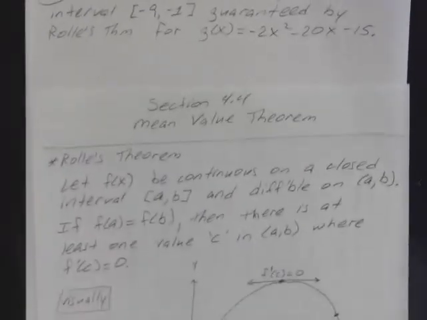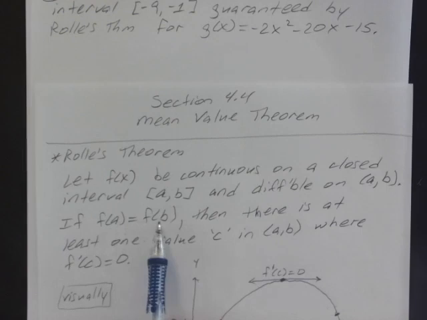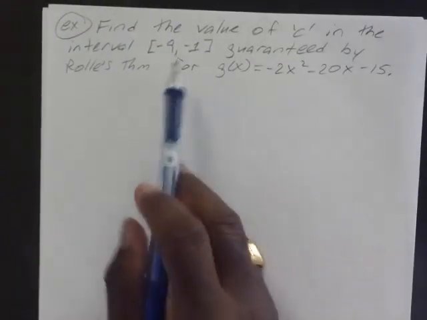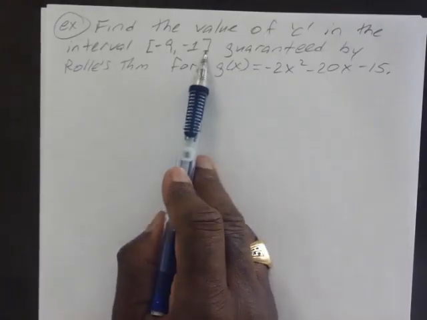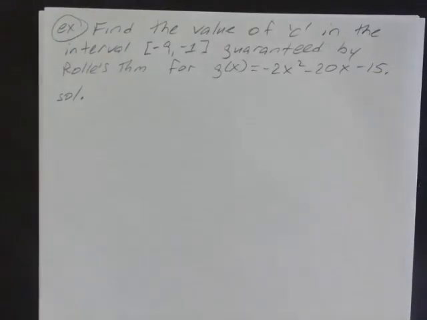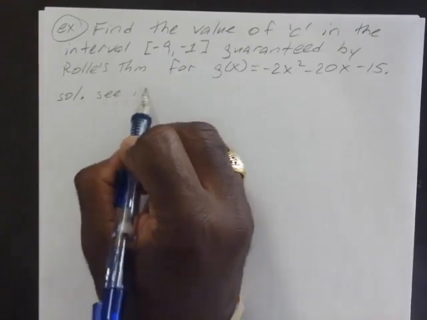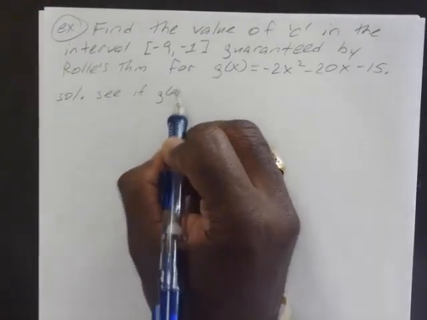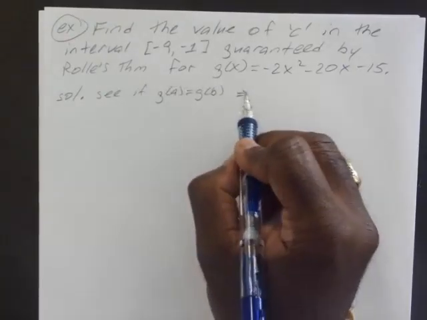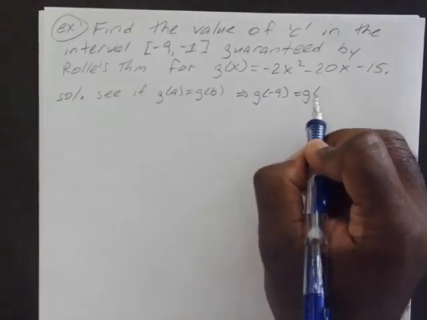Okay, so if you notice, the first thing we had is f of a is equal to f of b. So what we have to do is see if g of a is equal to g of b, because that's one of the conditions. I want to see if g of a is equal to g of b, or in this case, that means that g of -9 is equal to g of -1.